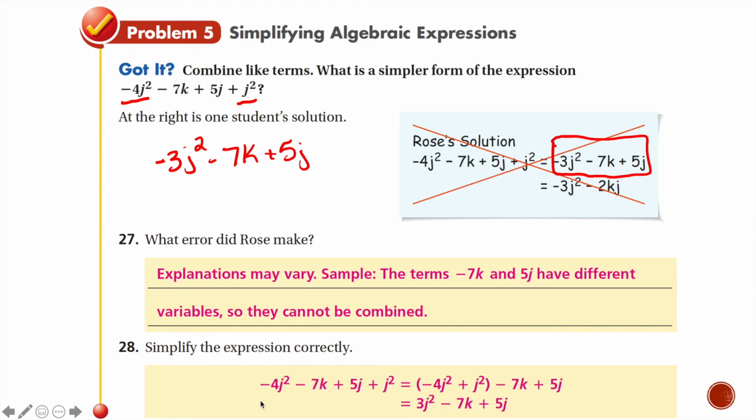The simplified expression can be written out by moving the j squared closer to the -4j squared if you would like, just to make it look a little bit easier to solve, and then combining these like terms to give you a 3j squared, but this is actually wrong for them. It needs to be a -3j squared because -4 plus 1j squared will end up making it farther negative.